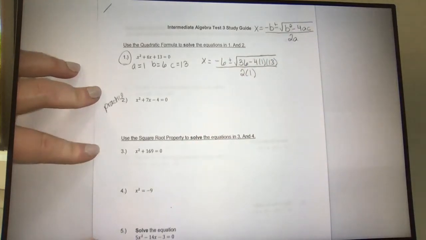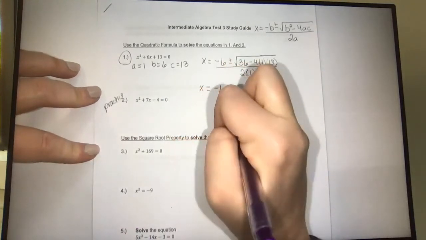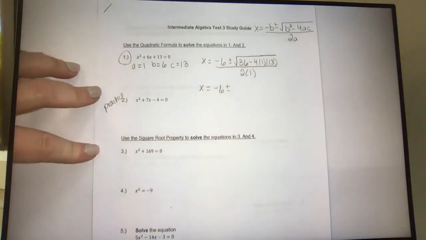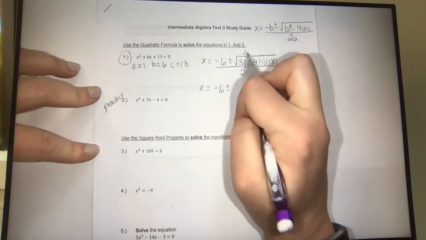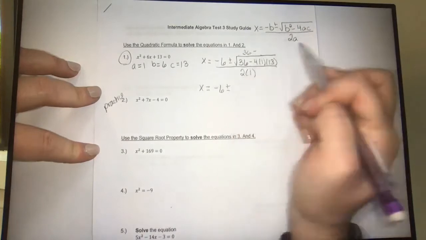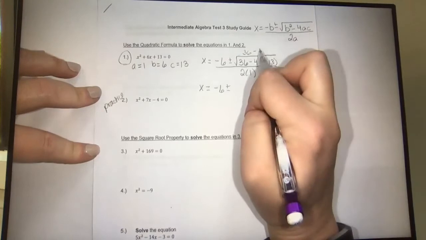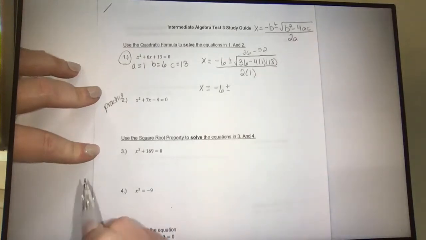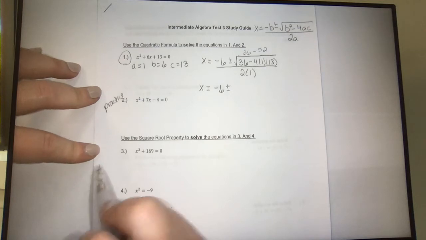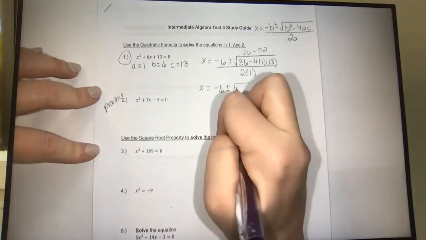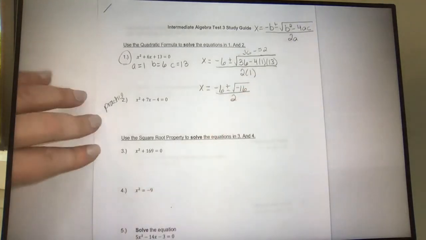Okay. All right, here we go. Negative 6 plus or minus. We've got to work on this radical here, so I'm just going to go up above it. And let's see, I have 36 minus 4 times 1 times 13. That's 52. It's a weird 52. Sorry, my 5 got weird. Okay, 36 minus 52 is negative 16. So that's what I'm looking at.